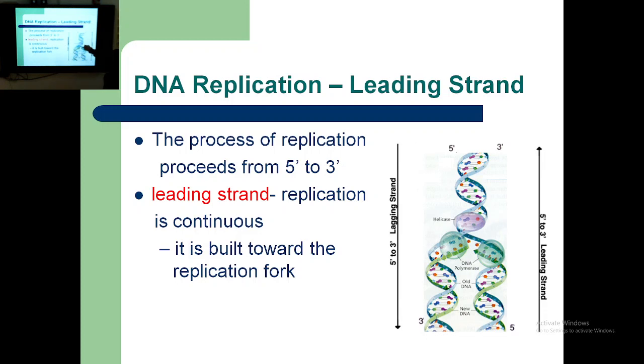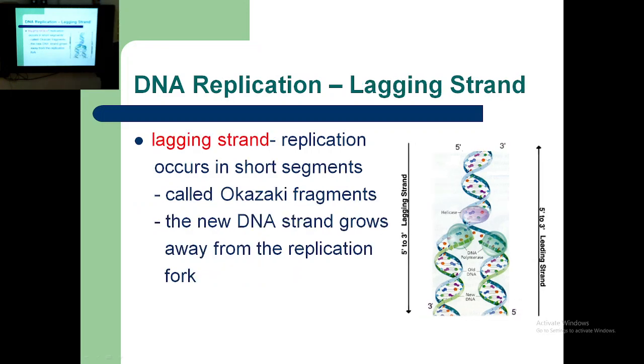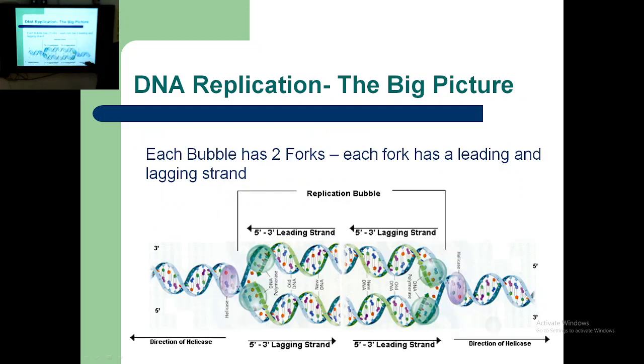While here, this is the replication fork, and the direction is to the other side. So the replication will be discontinuous. So in the lagging strand, the replication occurs in short segments called Okazaki fragments, and the new DNA strands grow away from the replication fork. So there will be small discontinuous Okazaki fragments, and once the replication finishes, the Okazaki fragments will seal together to form a full DNA.